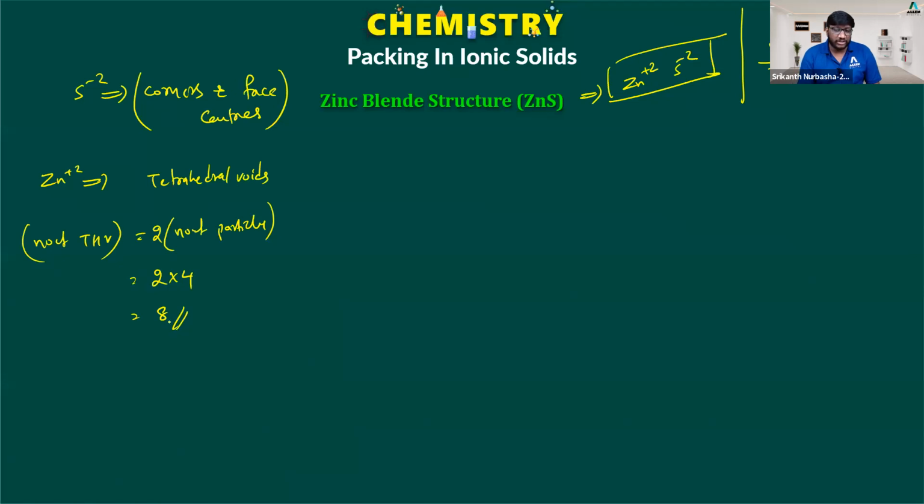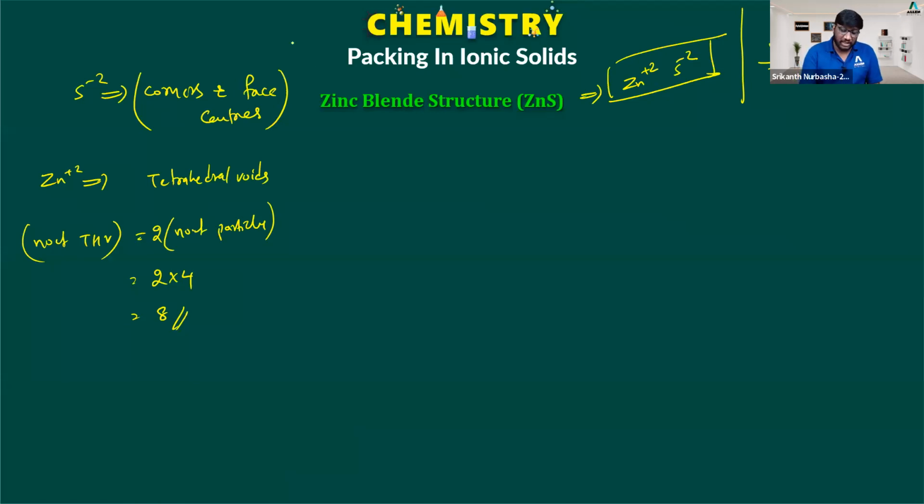The number of tetrahedral voids is 8. If every tetrahedral void is occupied, 8 into plus 2 will form plus 16. But S minus 2 is forming only corners and face centers, so only 4 S minus 2 are present. So minus 8 will be the net negative charge. But if all the tetrahedral voids are occupied, then you will have plus 16.